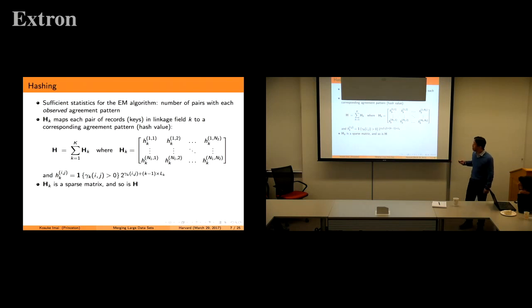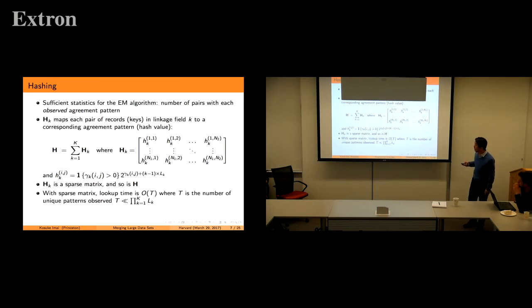matrix operation. And then adding them up doesn't really increase the number of unique patterns. So this H matrix is also very sparse. With a sparse matrix, the lookup time, that is the time to count, is basically the number of unique patterns observed, which is much smaller than all the possible patterns you could have observed. Like in a typical data set, the number of unique patterns you actually observe is much, much smaller.